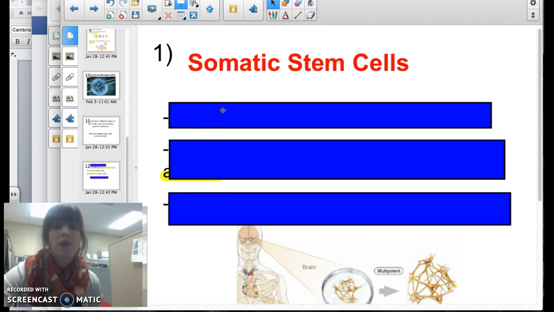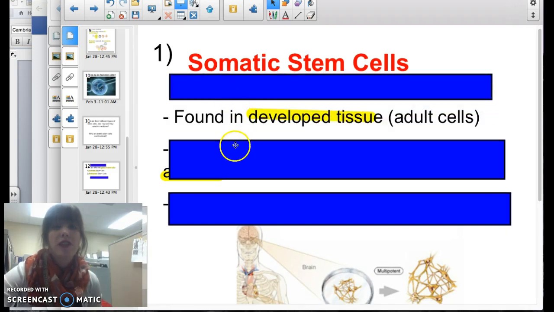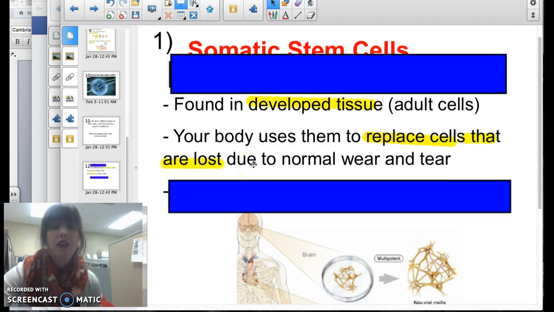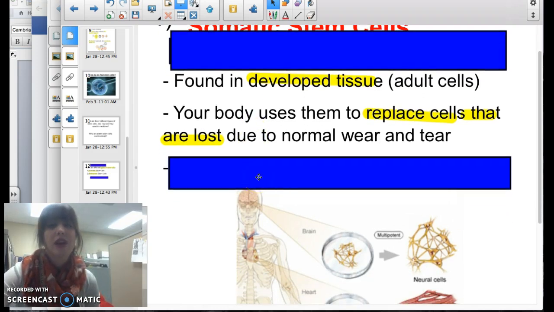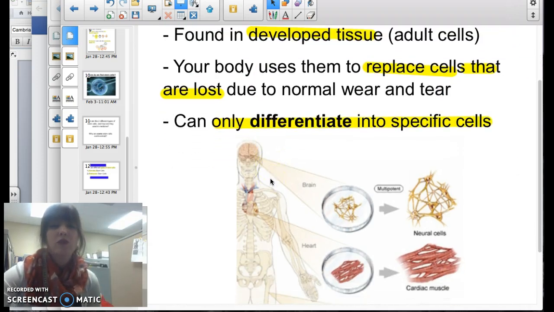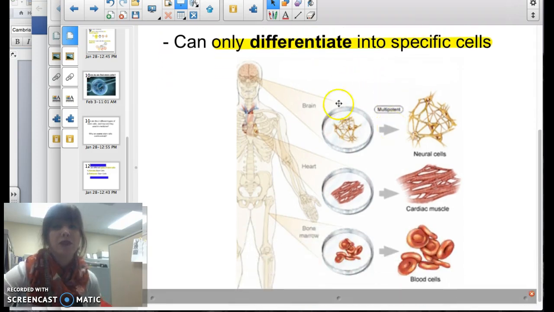Somatic stem cells are found in the developed tissue of adults. Your body has them, and your body uses them to replace cells that are lost due to normal wear and tear. And like I mentioned before, they have very limited types of cells that they can differentiate into.